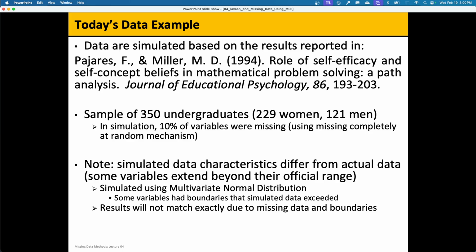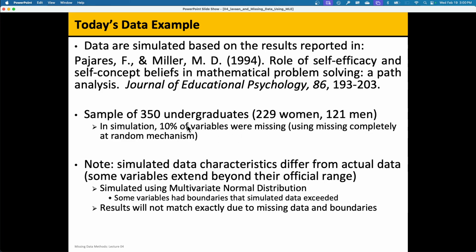All right. Here's our example data set. I generated this many years ago. It was based on a paper, you can find the paper, Pajares and Miller. It's a nice path model. 350 undergrads, a set of women, a set of men.